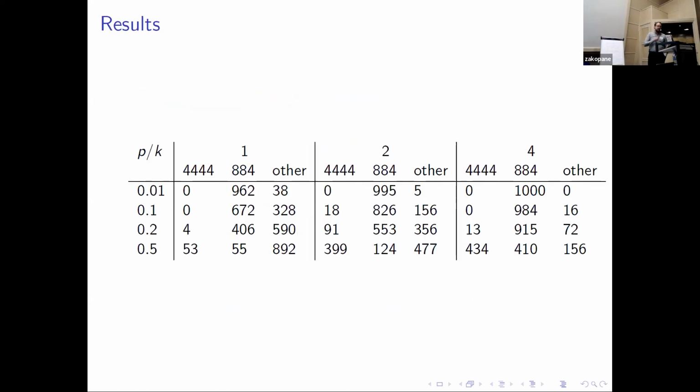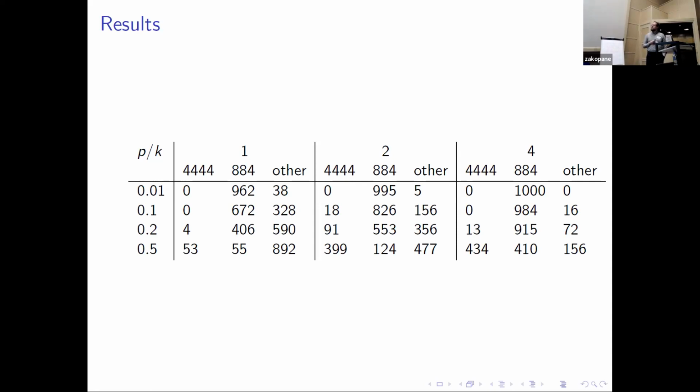So if we get polynomials characteristic for 884, we then classify our corrupted tessellation as 884. The same for tessellation 4444. But of course, in many cases, we also get polynomials that didn't fit any of these cases. They weren't polynomials for 884 or 4444.